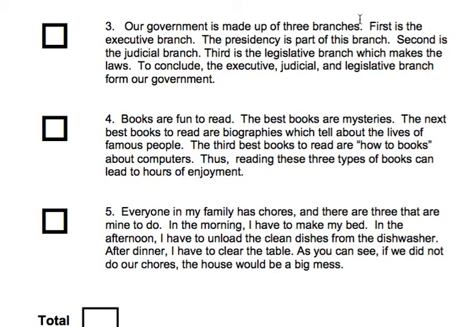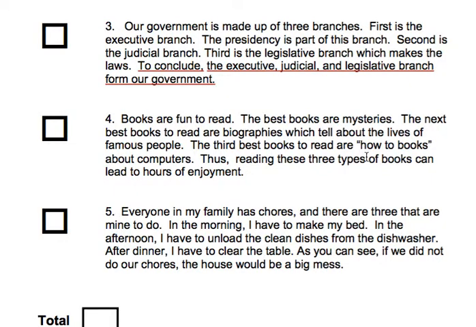So if I notice the first sentence, my topic sentence, "Our government is made up of 3 branches," is a cluing topic sentence. I have first, second, and third as my transitions, and then I end with the concluding transition "to conclude," followed by a comma. The executive, judicial, and legislative branch form our government is my clincher. It's listing all of the details that I included in the paragraph, therefore this clincher would be specific. Cluing topic, specific clincher.